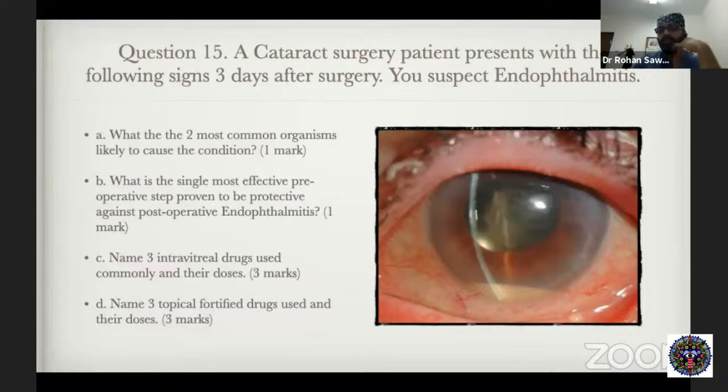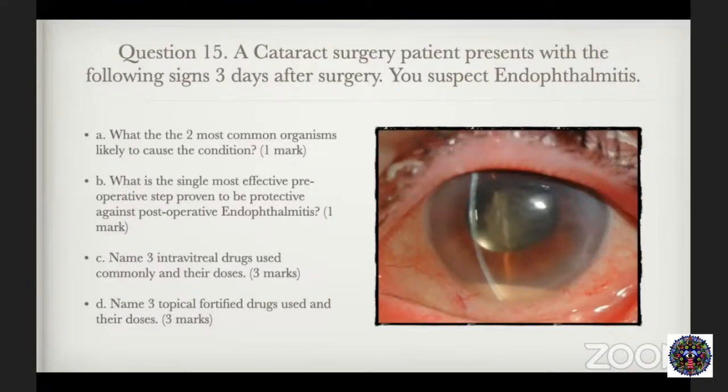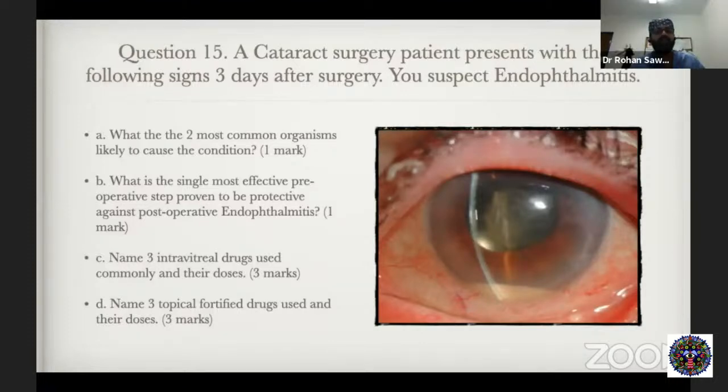I'm going a bit beyond pharmacology into microbiology. Staphylococcus epidermidis. Yes, that's great. What else? Staphylococcus aureus can also cause it. Sometimes Streptococcus species. Good. So ESCRS did a study, and they're asking what is the single most effective preoperative step proven to be protective against postoperative endophthalmitis. They worded the question very well.